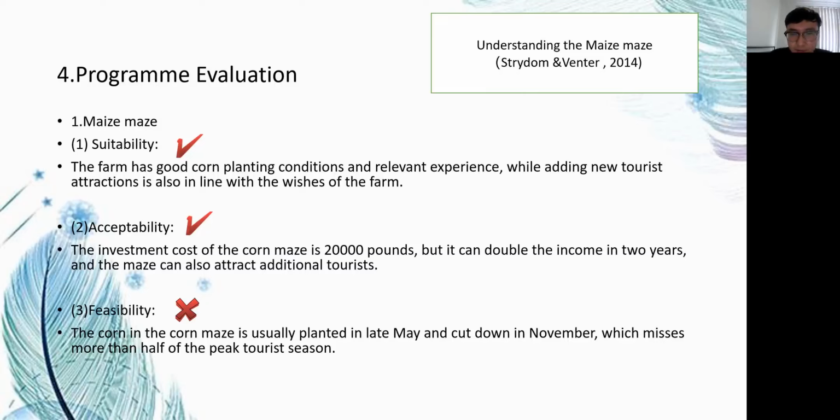Accessibility: the investment of Maximize is £20,000, but it can double the income in two years, and Maximize can also attract additional tourists. Feasibility: the crop in Maximize is usually planted in late May and cut down in November, which misses more than half of the peak tourist season.